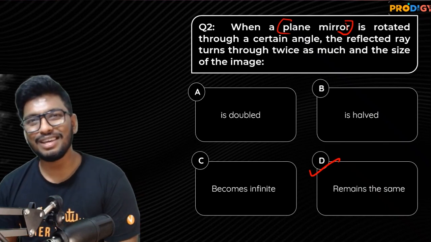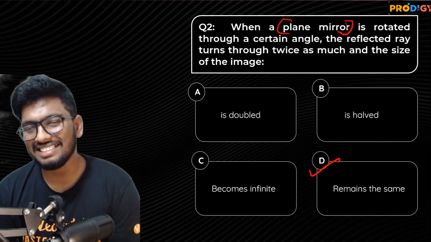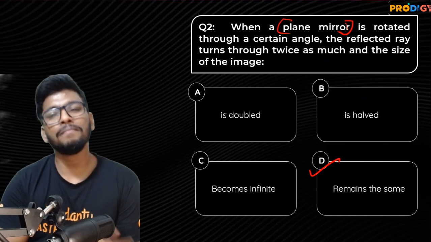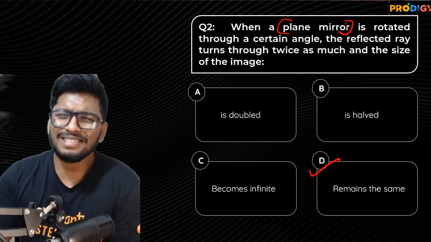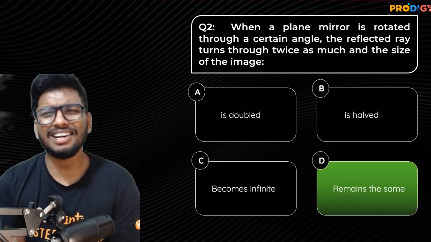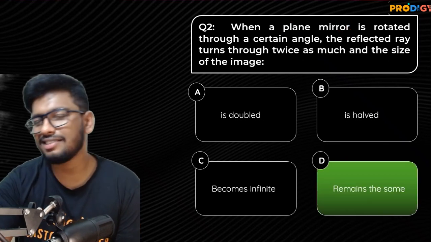And the distance of the image also, as you guys know, is exactly the same. So if you're 5 meters away from the mirror, the image formed will also be 5 meters away from the mirror, right? So simple, easy question. Just trying to trick your mind a little, but it's actually quite simple.